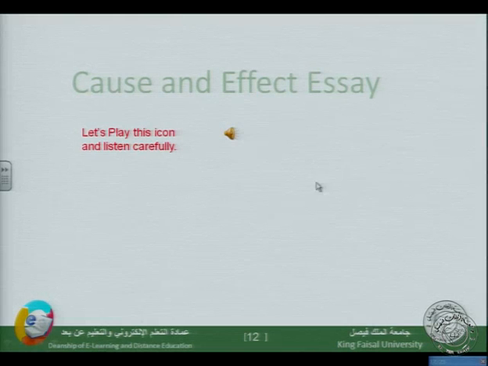And in here, we will talk about the title of this presentation, which is Cause and Effect Essay. Basically, this is an essay. This is a presentation which will explain how you should go about writing a cause and effect essay.